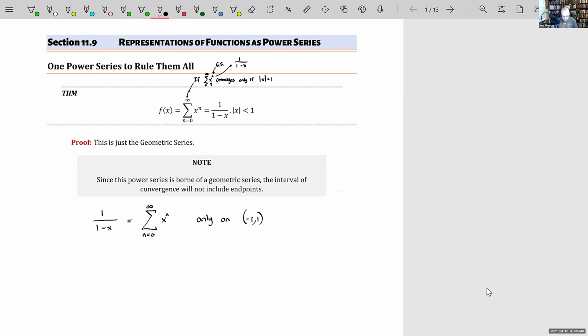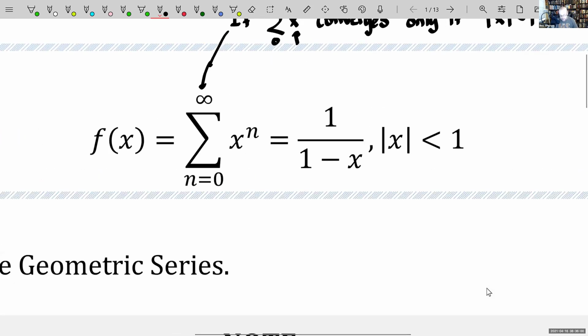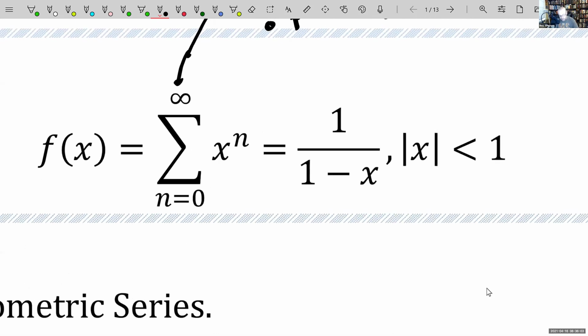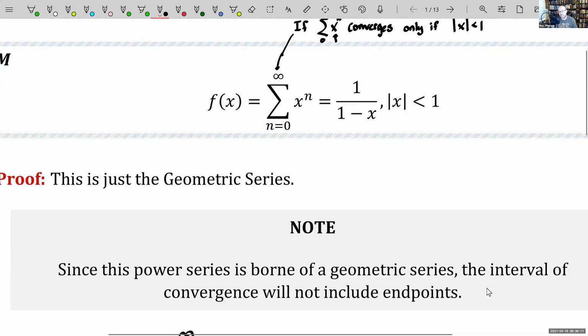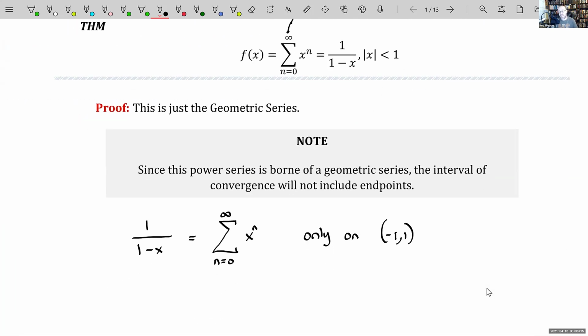A little note: since this power series is born of a geometric series, this is the only case where the interval of convergence will never include the endpoints, because we know the geometric series will always diverge at the edges at -1 and +1. So this is one where you don't have to test endpoints. You just find the interval of convergence and you're done.